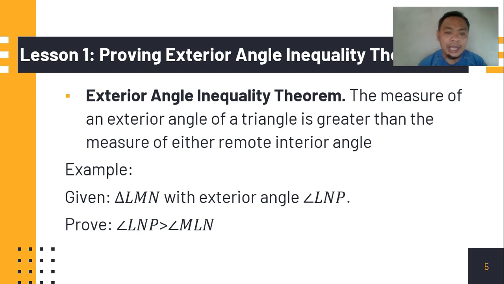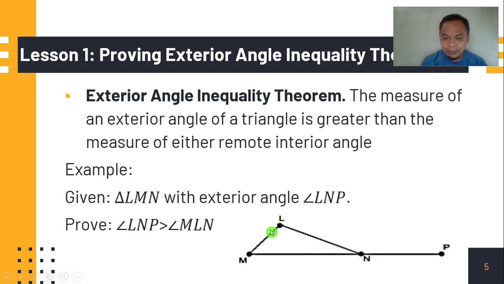Lesson number 1, proving the exterior angle inequality theorem. In our previous topic, we discussed the exterior angle. The measurement of our exterior angle is the sum of the two remote interior angles. Based on our figure, angle N is our exterior angle, so its measurement is equal to the sum of the two remote interior angles. Where are the remote interior angles? This one, angle L and angle M. If we add angle L plus angle M, the result is the measurement of angle N.